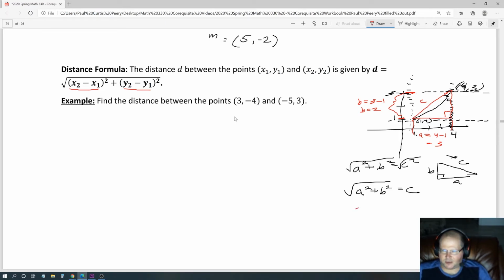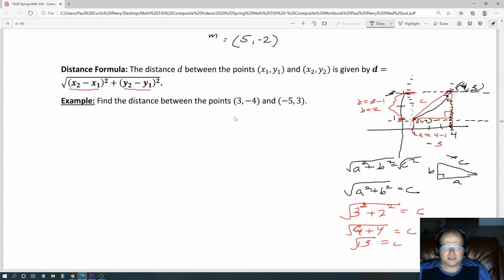So again, you'd end up with 3 squared plus 2 squared, square root, is equal to c. And then you'd have 9 plus 4, and then you'd have the square root of 13 equal to c, right?